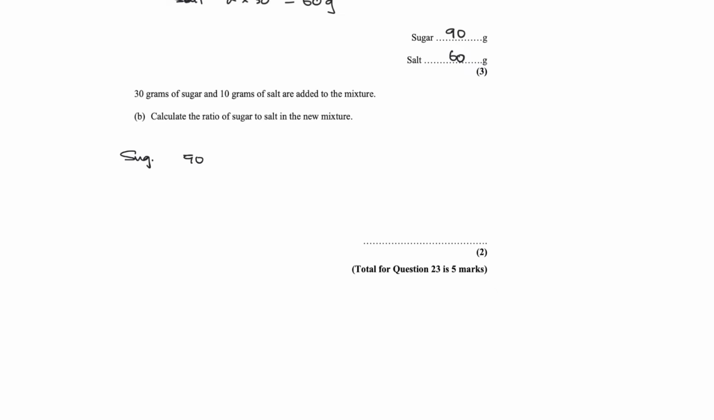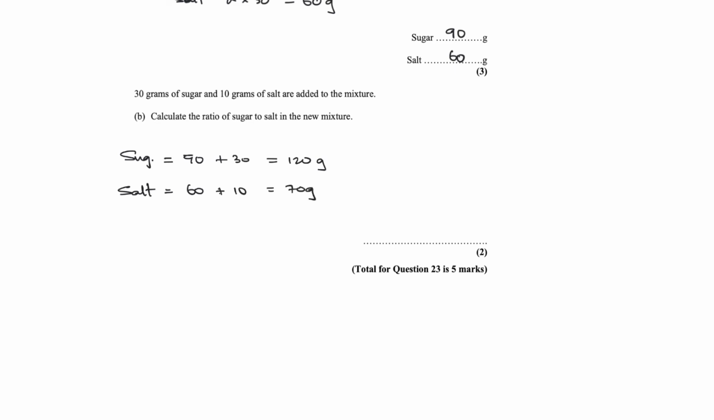So let's speak to the examiner. Sugar is going to be 90 plus that 30, so that's going to be 120 grams of sugar in this mixture. And the salt, we've had another 10 grams added, so we had 60 grams of salt, and we've added another 10 to that, so that's 70 grams of salt.